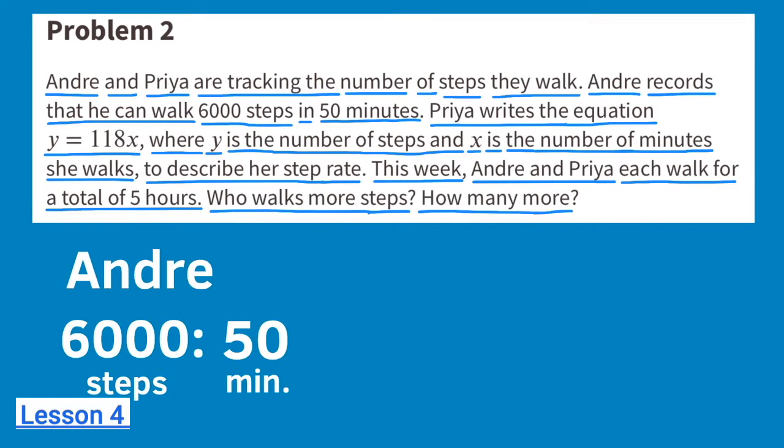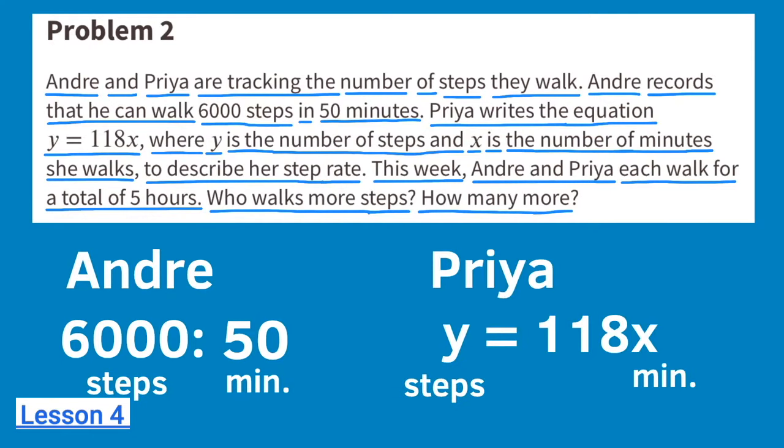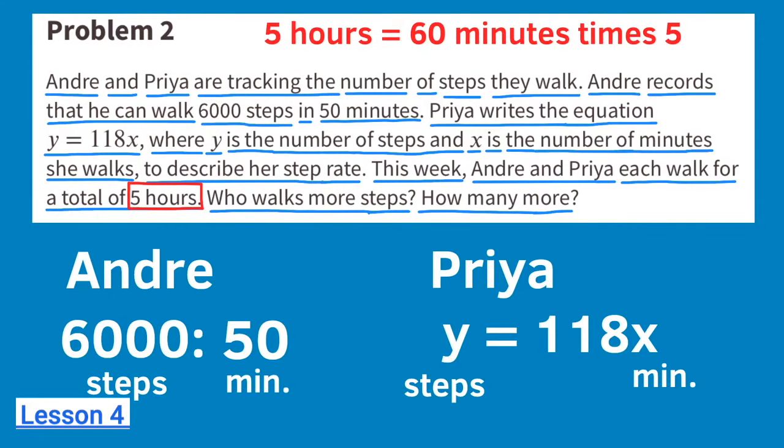Here's the information one more time. Andre walks 6,000 steps in 50 minutes. And the equation Priya uses is y, or the number of steps, equals 118 times x, or 118 times the number of minutes. They're going to walk 5 hours, and 5 hours equals 60 minutes times 5. That means that 5 hours equals a total of 300 minutes.